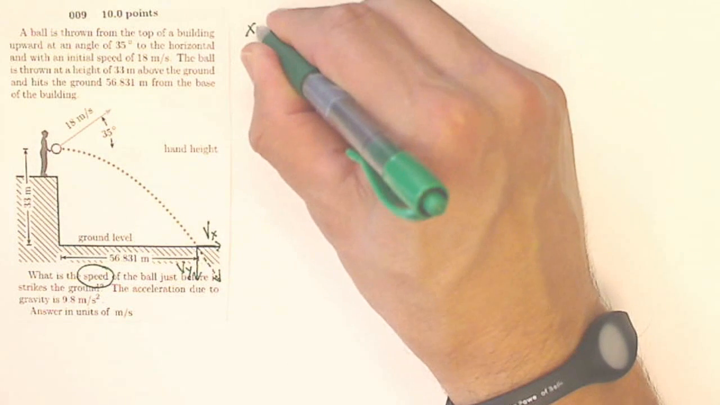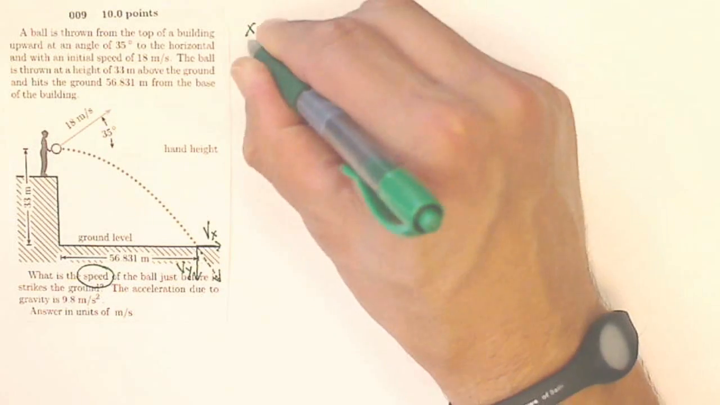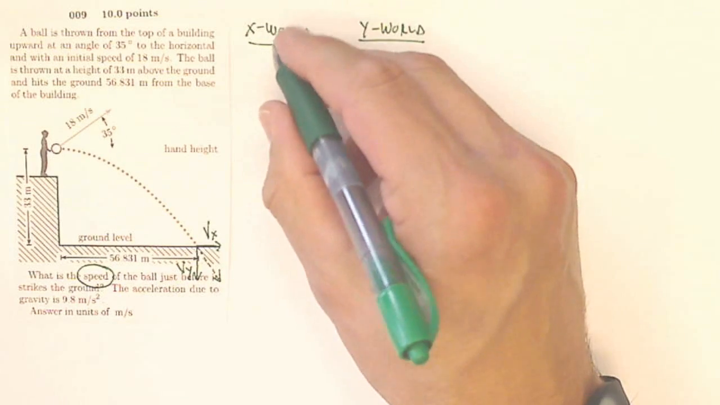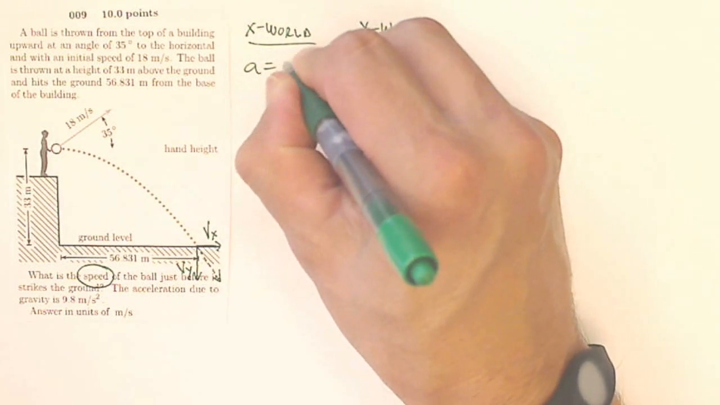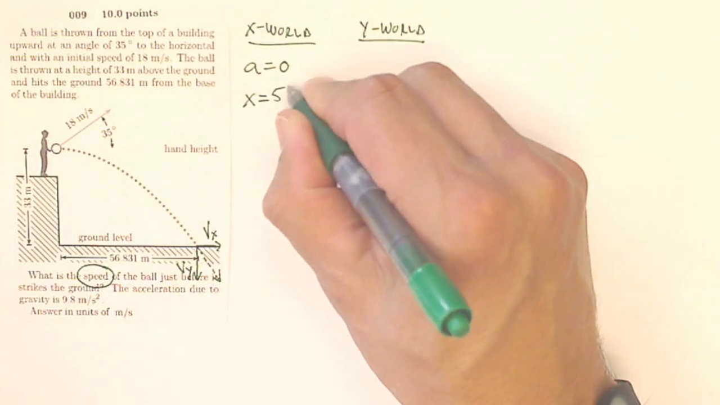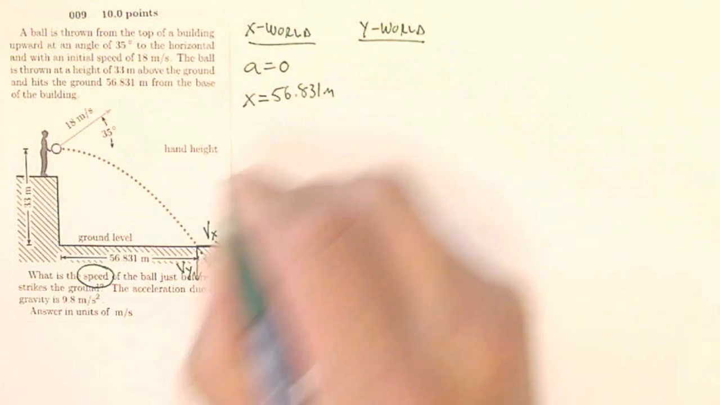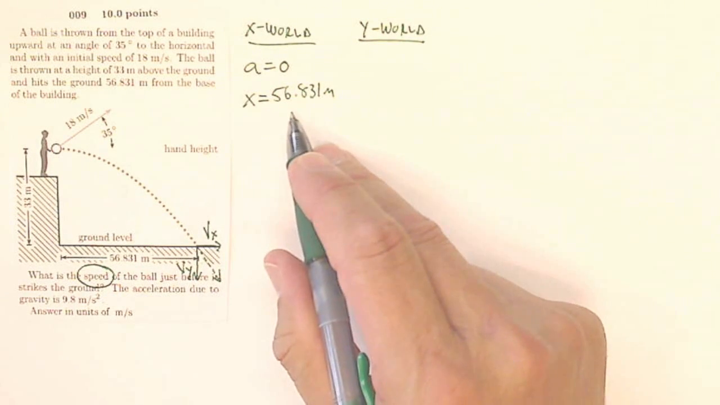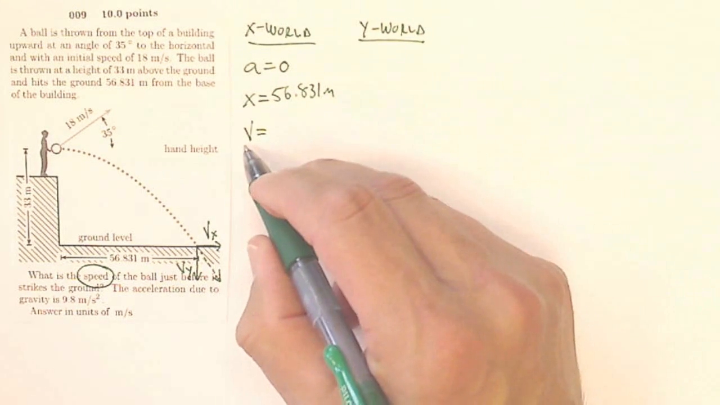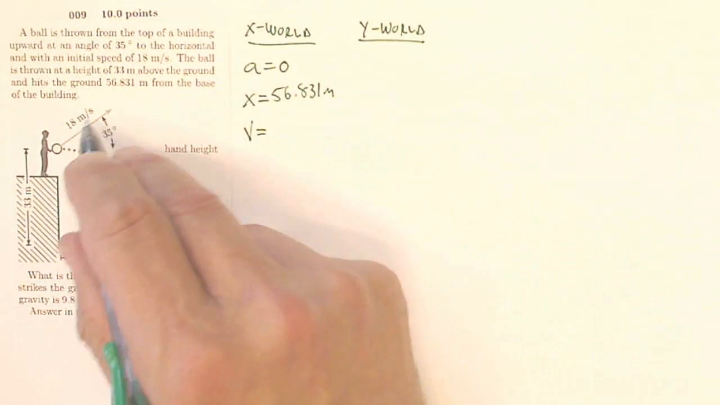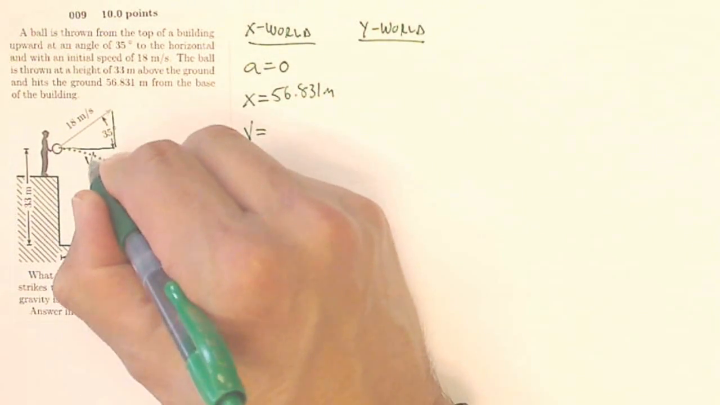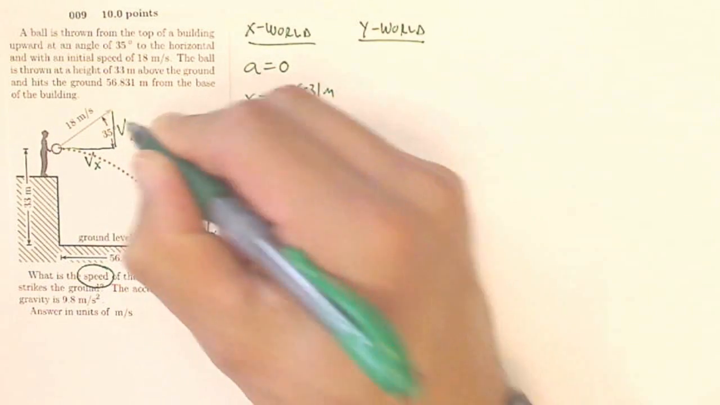So let's see what I got. I've got x world, I've got y world. In the x world, I have an acceleration of 0. I know that my displacement is going to be 56.831 meters because it's going all this way in the x world. I don't know my time, but I do know my initial velocity and my final velocity are the same, because I've got this, which I turn into a triangle here. And so I want my velocity in the x world and my velocity in the y world.